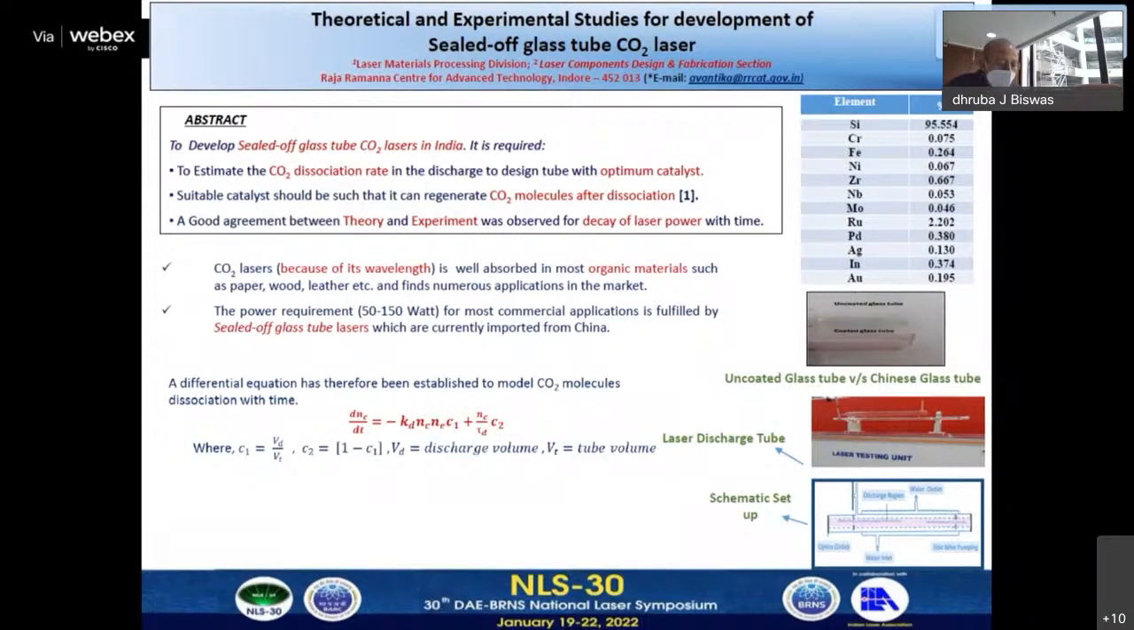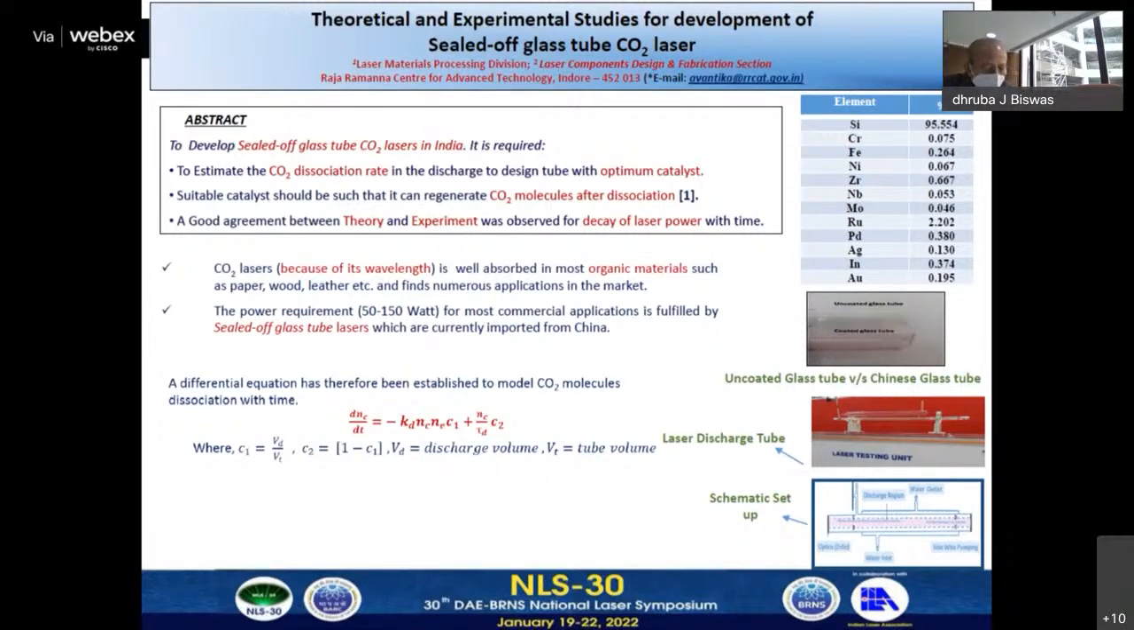The title of my poster is Theoretical and Experimental Studies for Development of Shield of Glass Tube CO2 Laser. Coming to the abstract, to develop shield of glass tube CO2 lasers in India, we mainly required two things. First, we have to estimate the CO2 dissociation rate in the discharge so that we can design the tube with the optimum catalyst. And that suitable catalyst should be such that it can regenerate the CO2 molecule after dissociation.